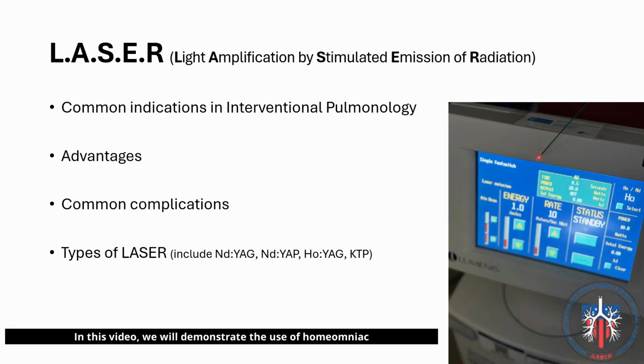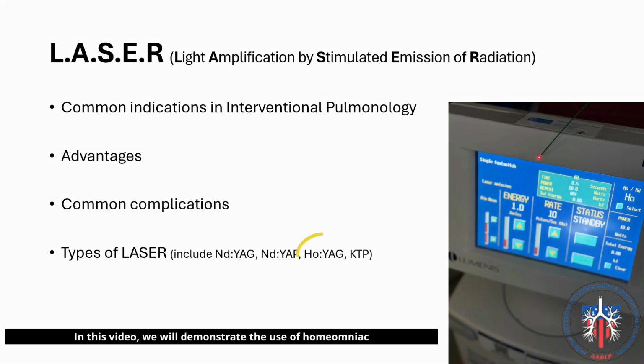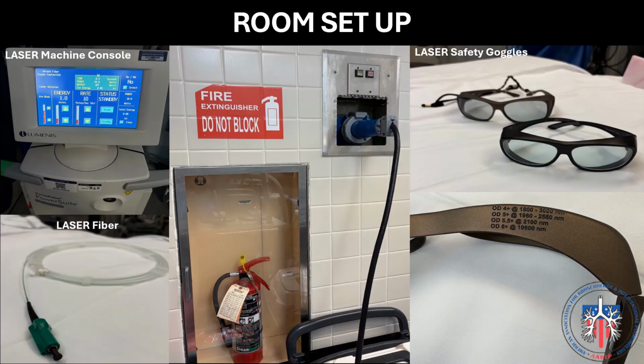There are various types of laser used in the practice of interventional pulmonology. In this video, we will demonstrate the use of holmium-YAG laser. Laser therapy should be conducted in a laser-safe room per institutional policy. The room will include the laser machine console, laser fibers of various calibers, a fire extinguisher, and all necessary fire precautions per institutional policy, and laser safety goggles and eyewear for both the patient and the team members.